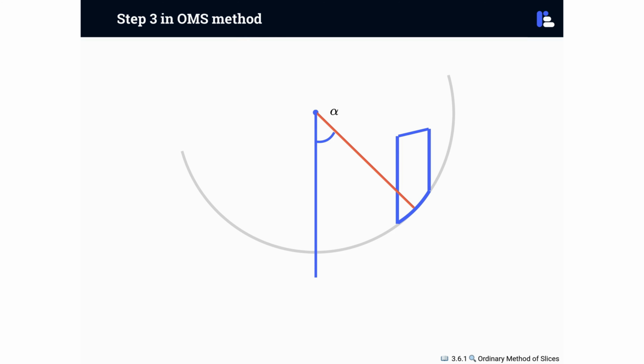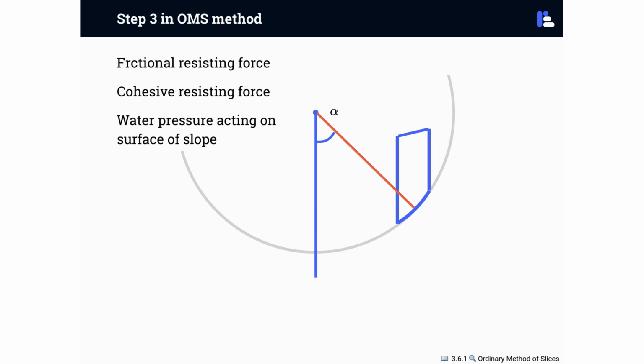The resisting forces consist of three main components: the frictional resisting force, the cohesive resisting force, and water pressure acting on the surface of the slope. Let's walk through how each of these is calculated.